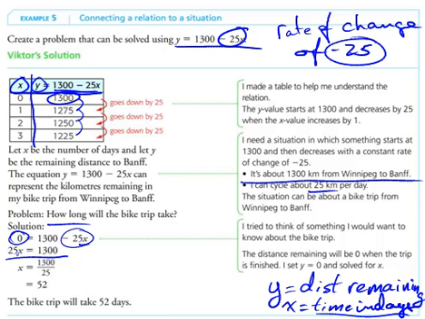If you divide both sides by 25 to get x all by itself, you get 1300 divided by 25. And if you do that division, you get that x is equal to 52. And since x is the time in days, that means that the bike trip will take 52 days.